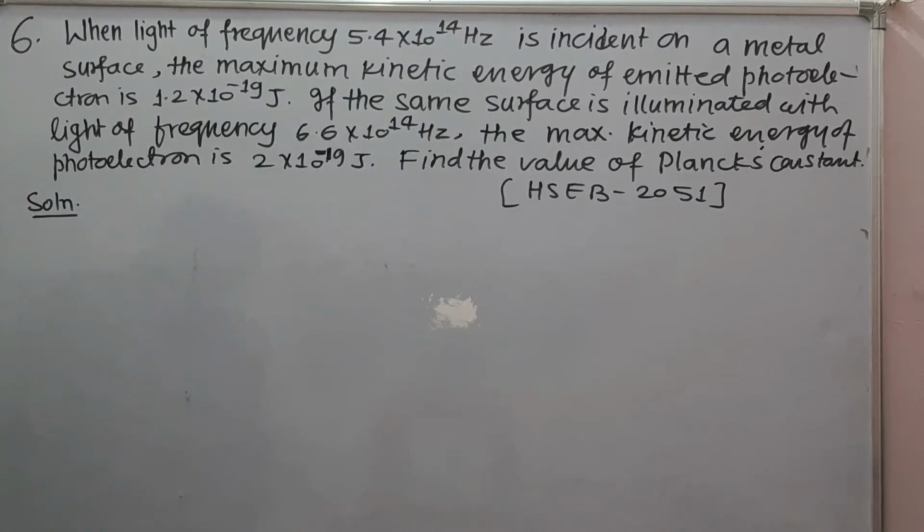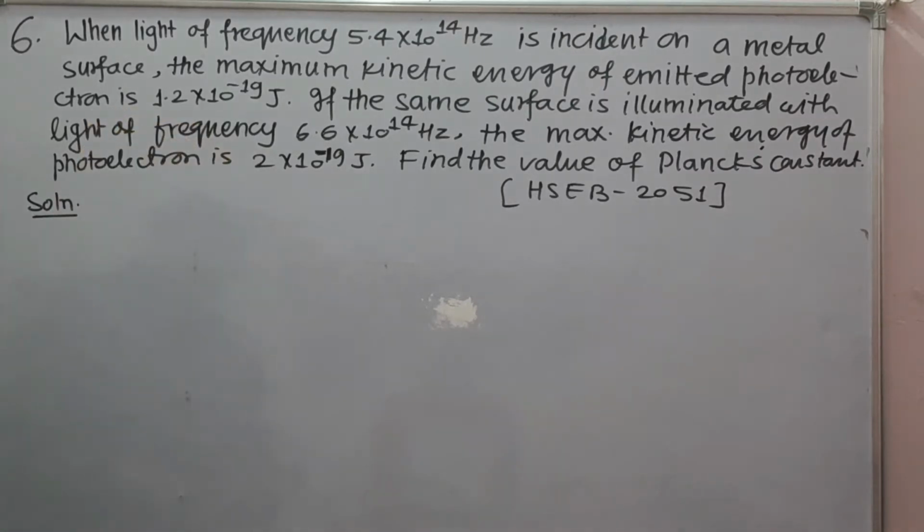Next question is, when light of frequency 5.4 into 10 to power 14 Hertz is incident on a metal surface, the maximum kinetic energy of emitted photoelectrons is 1.2 into 10 to minus 19 joule. If the same surface is illuminated with light of frequency 6.6 into 10 to power 14 Hertz, the maximum kinetic energy of emitted photoelectron is 2 into 10 to minus 19 joule. Find the value of Planck's constant.